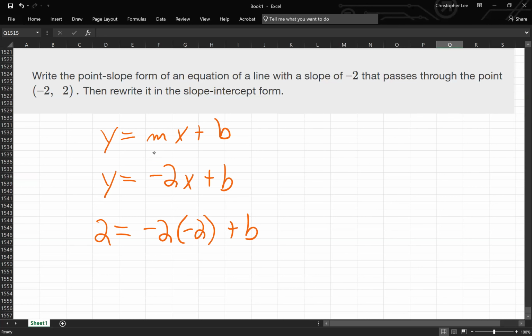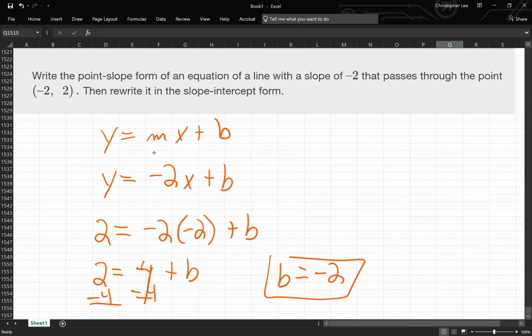It's the hard part. What's -2 times -2? That's +4. Plus b. Going to subtract 4 from over here, where we do it to one side, do it to the other. So I have b is equal to -2, right? Bam. Let's rewrite this equation. So now I have what? y is equal to -2x minus 2. And I'm done. Questions on this? Anybody?